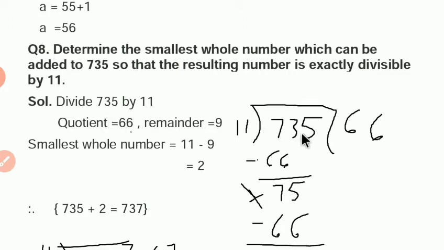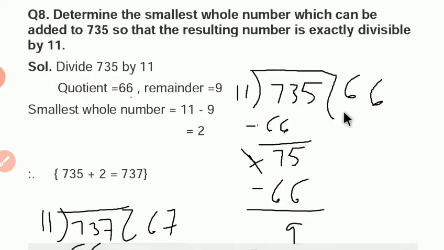If we divide 735 by 11, 11 sixes are 66, then 7 remains, then again we will divide, 11 sixes are 66, remainder is 9. So you can see that 735 is not exactly divisible by 11 as we got the remainder 9 instead of 0. Now we have to find the smallest whole number which should be added to 735 so that the number is exactly divisible by 11.